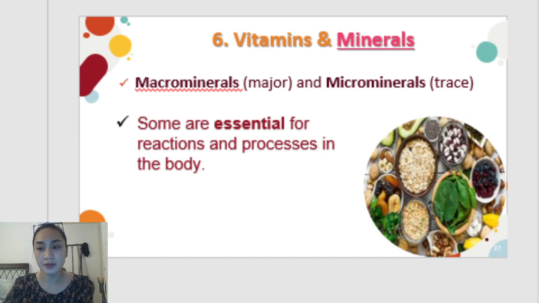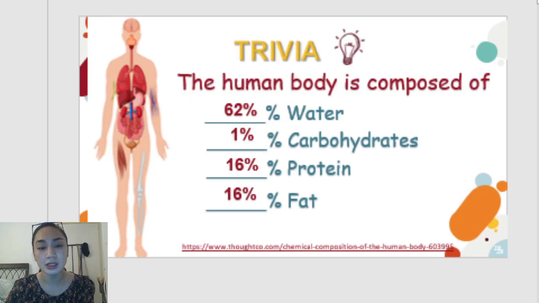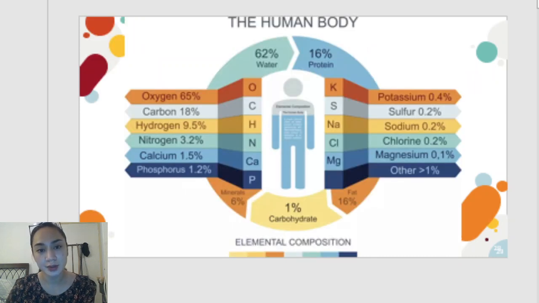So, next is we have minerals. We have the macro minerals and micro minerals. So, merong major and trace. Actually, meron tatlo. No? So, meron tayong main minerals, we have trace minerals and ultra trace minerals. So, yung iba, some are essential for reactions and processes in the body. Another trivia. So, the human body is composed of about 62% water, 1% carbohydrate, 16% protein, and 16% fat. So, we'll skip this slide.